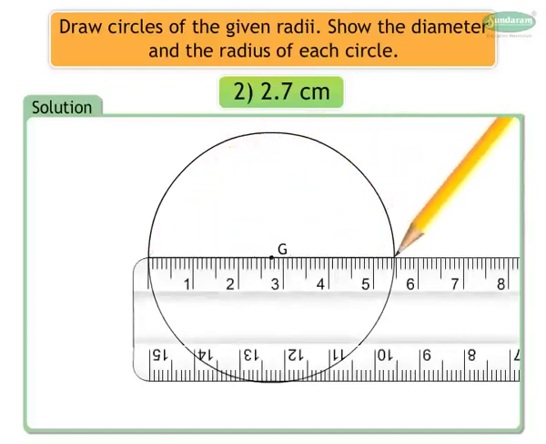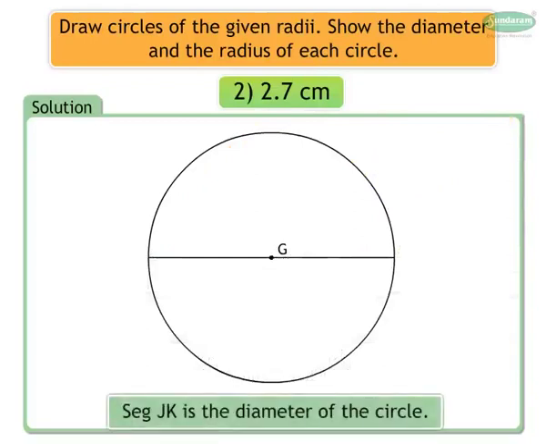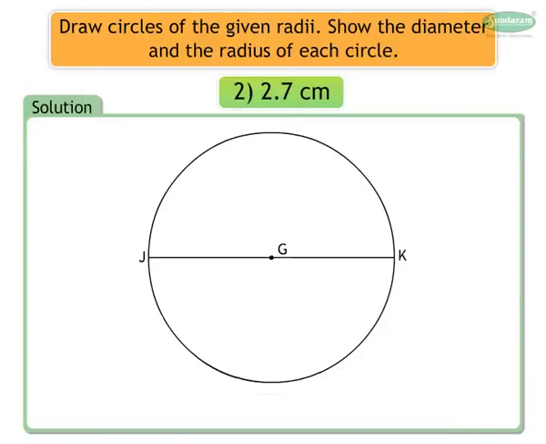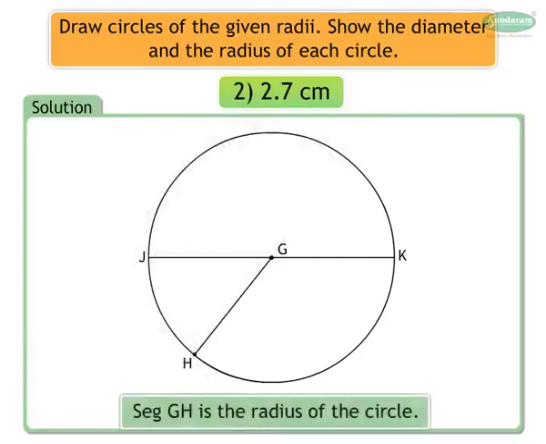Draw a segment that passes through the center of the circle. It is the diameter of the circle. Let's name it as JK. Take another point H on the circle. Join G and H. Thus, segment GH is the radius of the circle with center G.